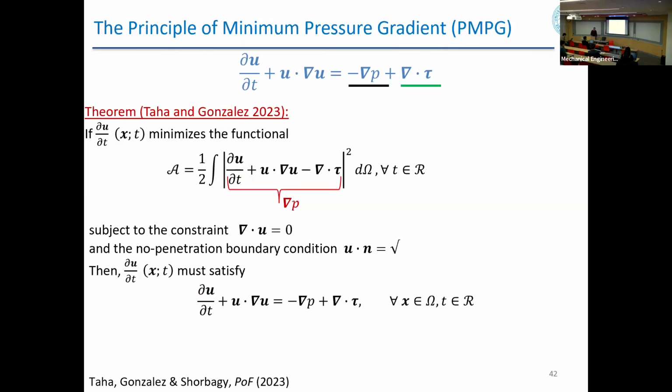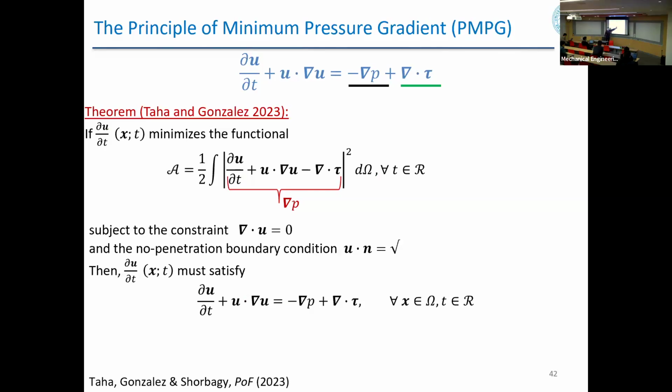So Navier-Stokes is the necessary condition for minimizing the pressure gradient, which turns the fluid mechanics problem into a pure minimization. Why? Because if you give me a candidate solution that minimizes this, it is guaranteed to naturally satisfy Navier-Stokes. You don't need to worry about Navier-Stokes. You can just focus on the minimization. And the proof of this theorem is pretty generic.